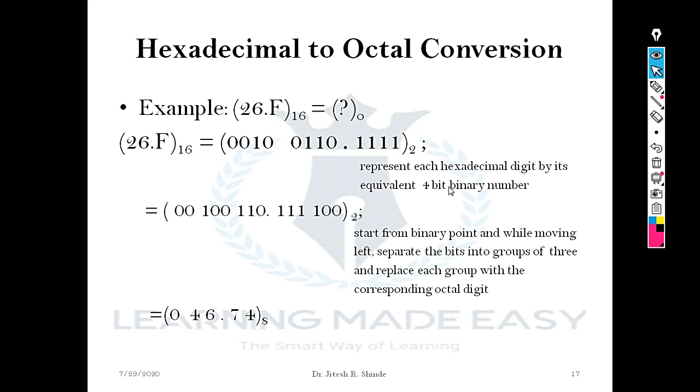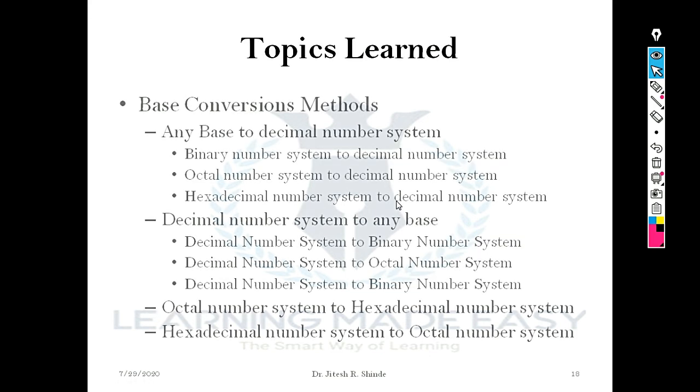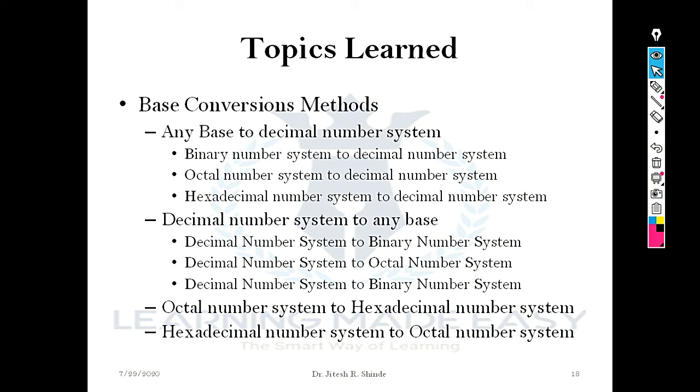Moving further, in this session we have learned base conversion methods: how we can convert any base to a decimal number system, binary to decimal, octal to decimal, and hexadecimal to decimal. In addition, we also learned how we can convert a decimal number system to any base: decimal to binary, decimal to octal. We also learned how we can convert an octal number system to a hexadecimal number system and a hexadecimal number system to an octal number system.